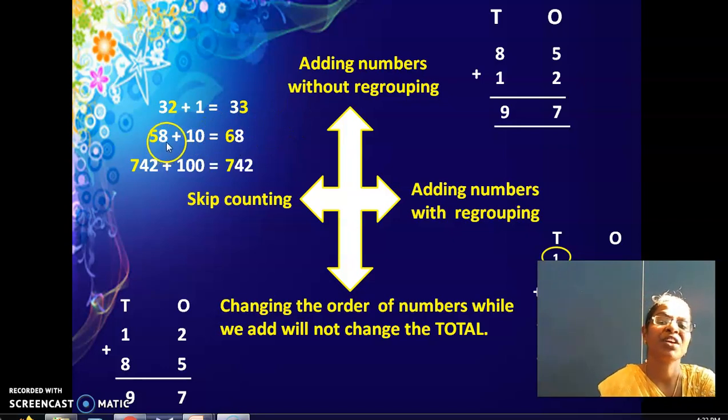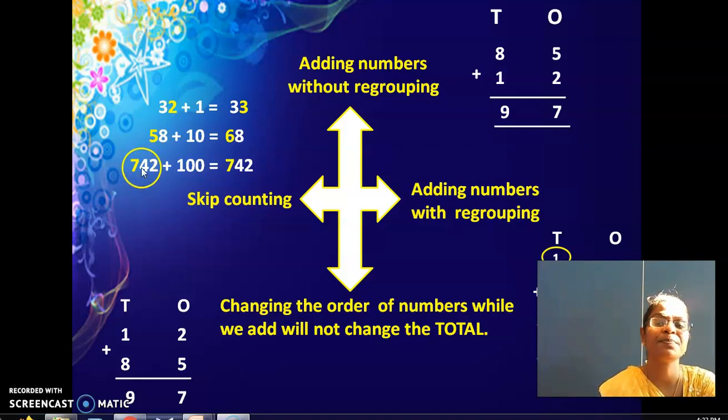Now see the second number, 58 plus 10. What am I doing here? I am adding 10 to that number. So what happens? Did I get a change in the ones place? No. What happened to the tens place? Very good. 58. So here it is 5. When I add 10 to that, what happens here? 68. So whenever I am skip counting according to those places, only the values in that particular place will change. Other places remain the same.